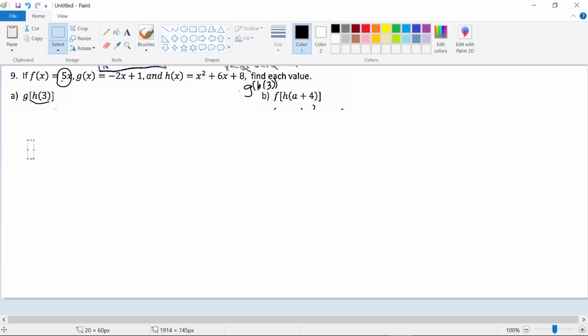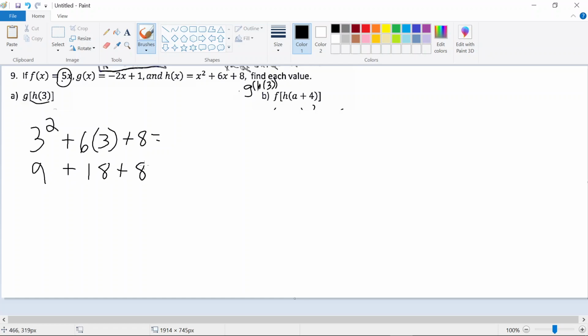3 squared plus 6 times 3, I'm just plugging in 3 for x, plus 8 equals 3 squared is 9, 6 times 3 is 18, plus 8. 27 and 8 is 35. So that's 35. Now I plug that 35, that's h of 3, into the g function.